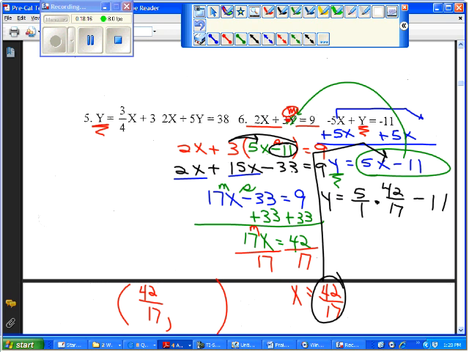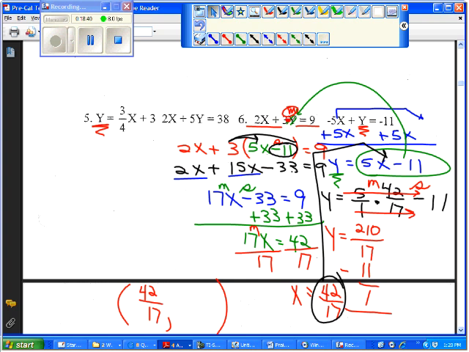Order of operations says you do which one of those operations first? You multiply before you subtract. So we multiply. 5 times 42 is 210, and 1 times 17 is 17. And I'm going to write this vertically, minus 11 over 1, right?